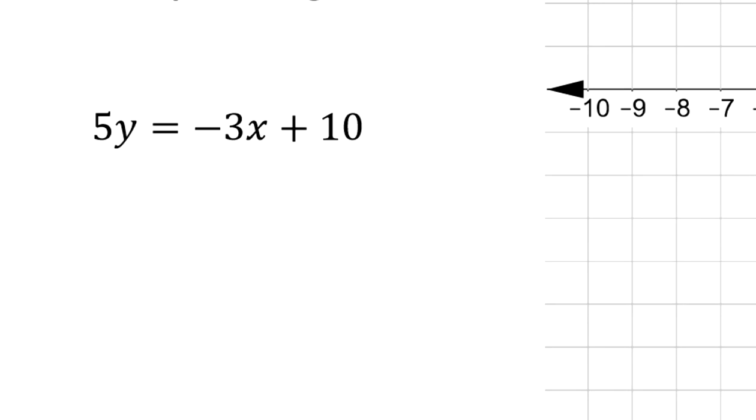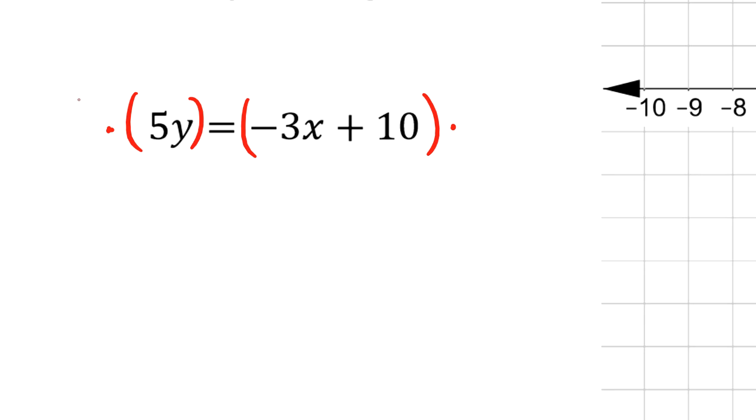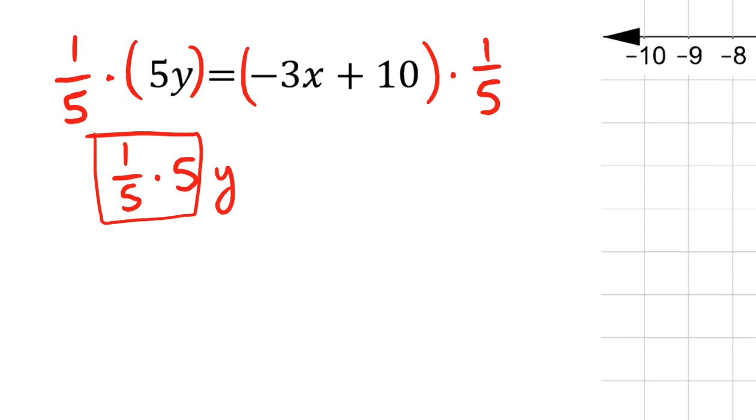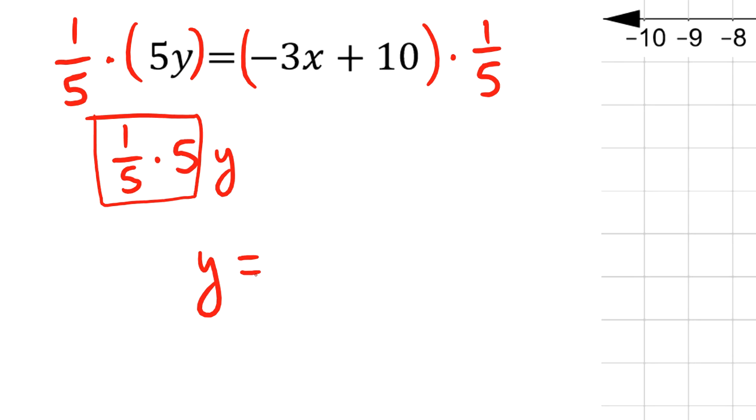And I'm going to choose to manipulate this so that y is by itself and I can graph it in slope-intercept form. So what I'm going to do is go ahead and multiply. And yes, I'm multiplying both sides. If I want the number 5 to go away, I'm going to multiply both sides by 1/5. Because if we look at the left-hand side now, we have 1/5 times 5, and then times y. And 1/5 times the number 5 is just 5 over 5, or 1. So this becomes just 1y, or y.